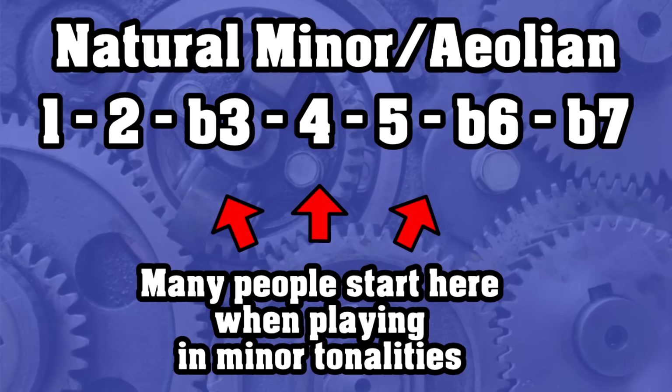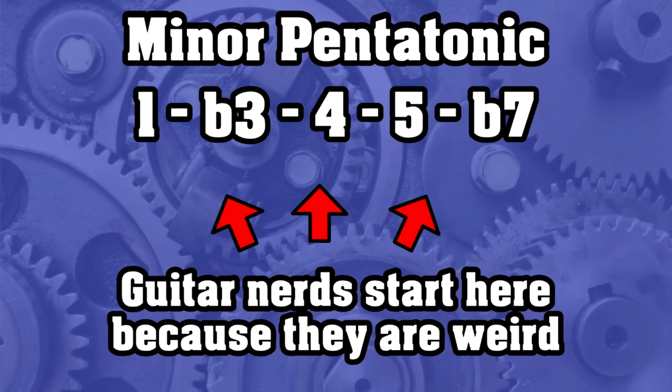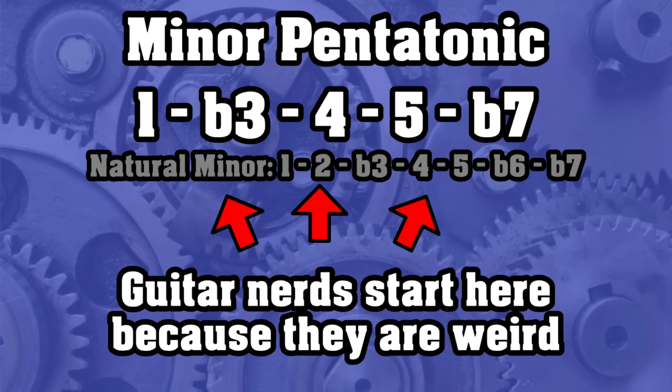However, when jamming in minor types of tonalities, which typically use minor types of scales, the common default scale for most musicians is going to be the natural minor scale, otherwise known as the Aeolian scale. Then you have those pesky guitar players with their weird ways of doing things. The typical default scale for those nerds tends to be the minor pentatonic scale, which is just a reduced version of the natural minor scale, as it contains 5 of the 7 total notes.